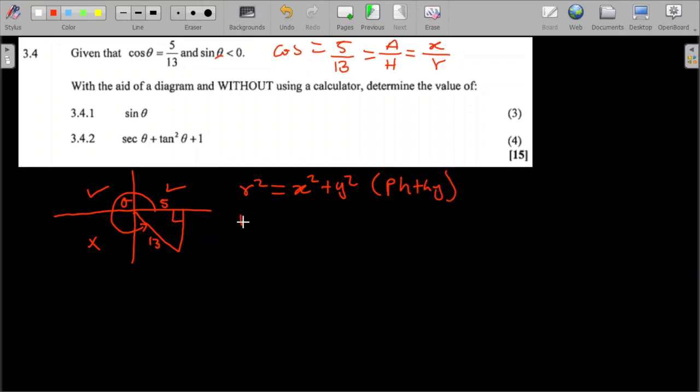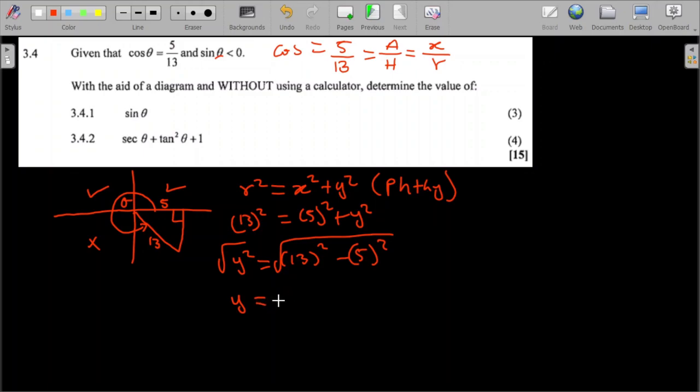Remember, this is Pythagoras. My r here is 13 all squared, which is equal to x, 5 all squared, plus y squared. Now taking the 5 to the other side, it's going to be 13 all squared minus 5 squared, and then square root, so my y is going to be plus or minus the square root of 144. The square root of 144 is 12. So it's plus or minus 12. But the y that I'm looking for here is a negative one. That is very, very critical and very important. So the y that I'm looking for is negative 12.